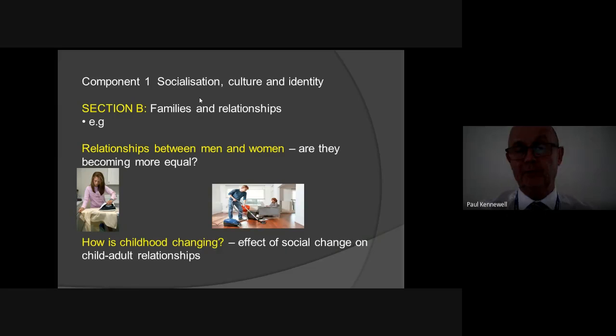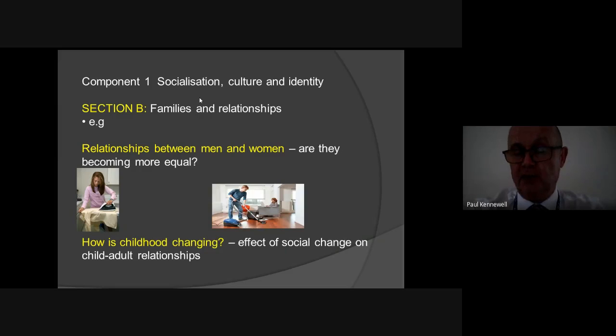We also look at the relationship between men and women. Are they becoming more equal in the family? Are men taking their equal part in the family? What's the impact of women working more now than in the past? And why has change happened? And has it happened in every family?